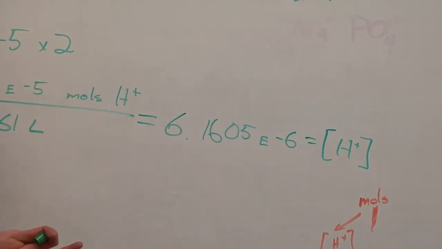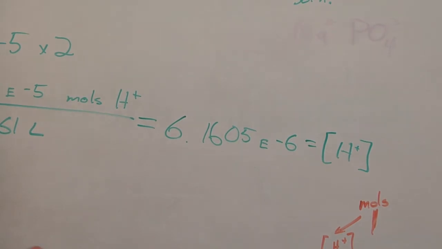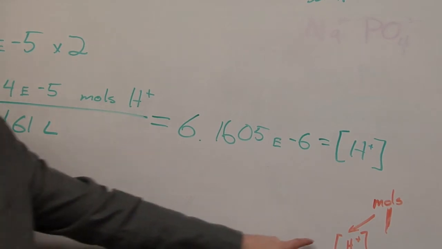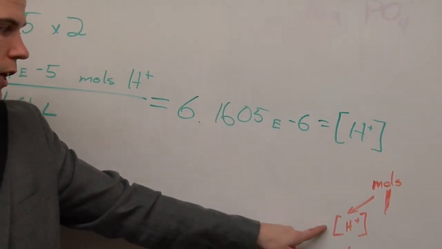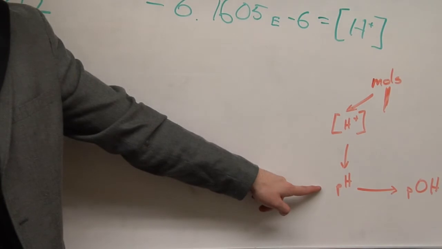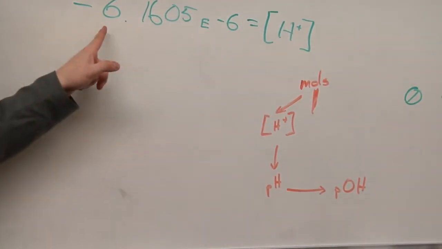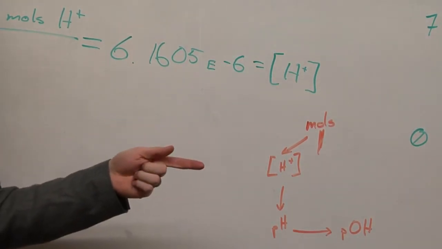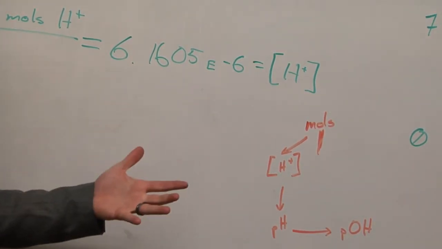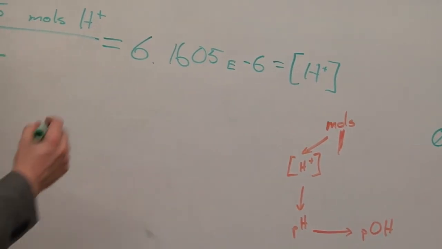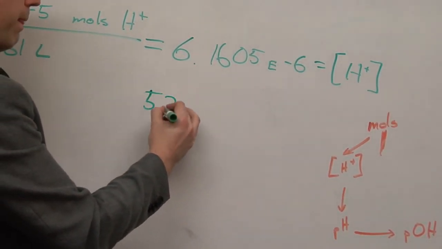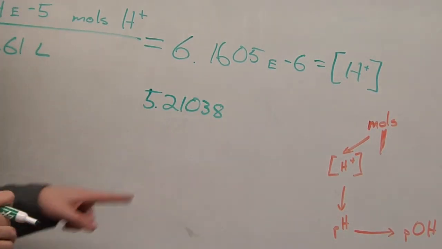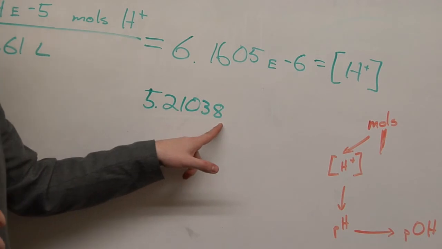So if that's what the problem asked for, then congratulations, you're finished, just stop there. But that's not what we wanted, so we need to keep moving around the diagram. To go from concentration of hydrogen to the pH, you simply do the negative log. So since this is already in your calculator, just type negative log, second negative sign, enter. And that should spit back 5.21038.